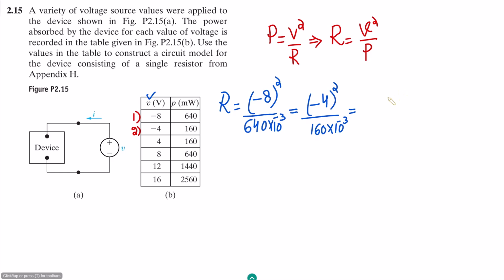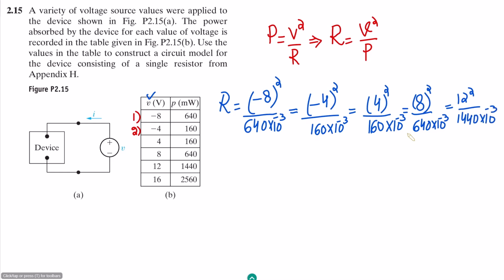Okay, also for this one it would be 4 squared divided by 160 times 10 to the power minus 3. For the fifth one it would be 8 squared divided by 640 times 10 to the power minus 3, which is also equal to 12 squared divided by 1440 times 10 to the power minus 3, and so on. The last one here would be 16 squared divided by 2560 times 10 to the power minus 3. So now, picking any one of these values we can find the value of the resistor.